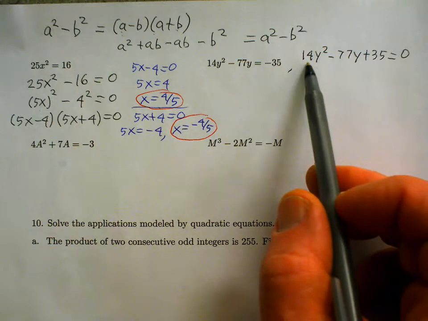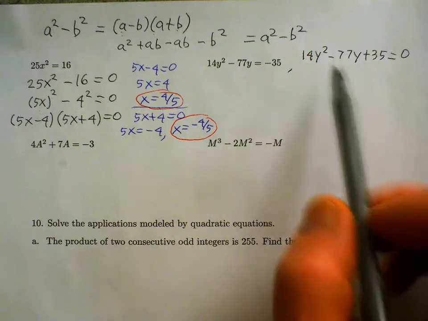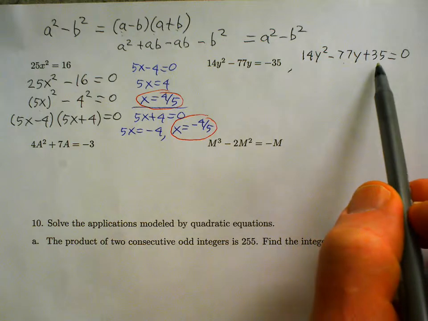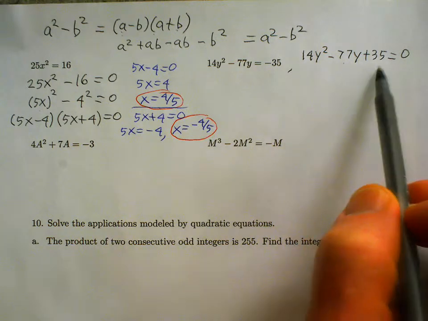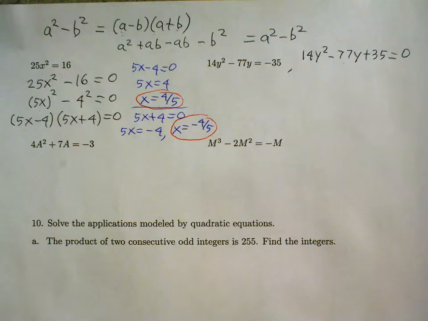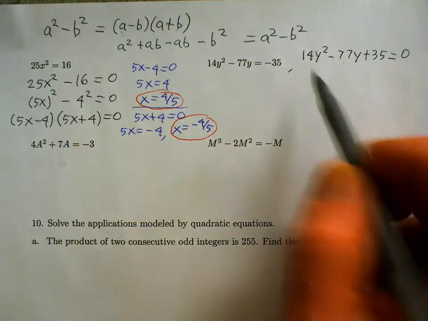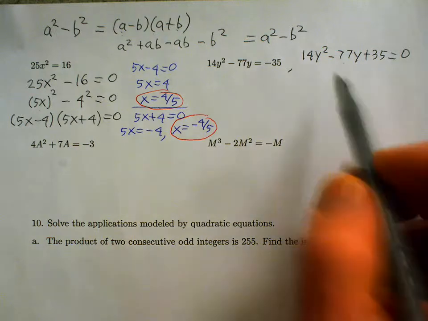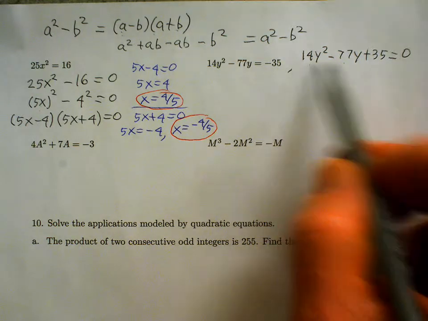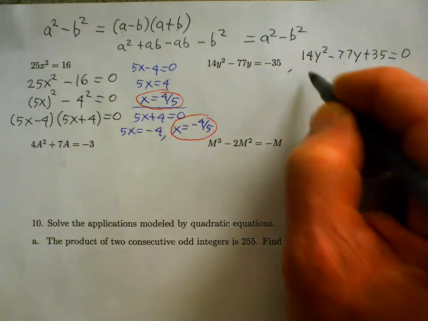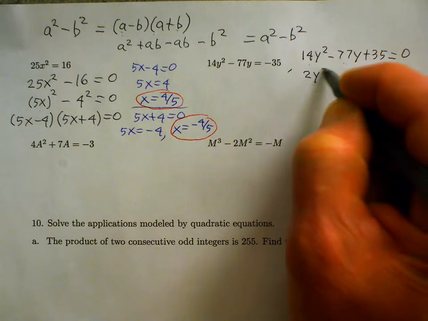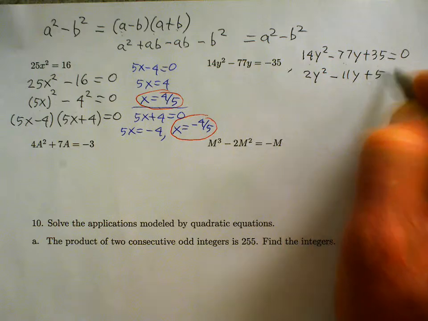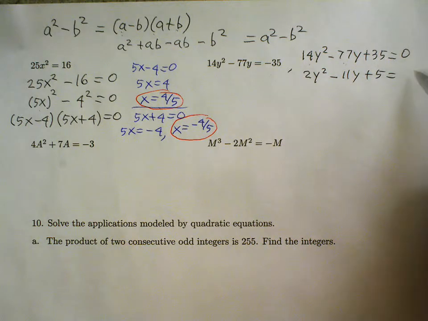Since the greatest common factor is 7, we can get rid of a bunch of the clutter that's in the way if we divide every term on both sides by 7. So that will pare the numbers down so that the arithmetic will be easier. Okay, so divide every term on both sides by 7, we get 2y squared minus 11y plus 5. 0 divided by 7 is 0.